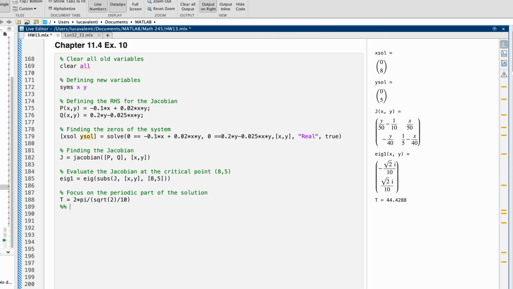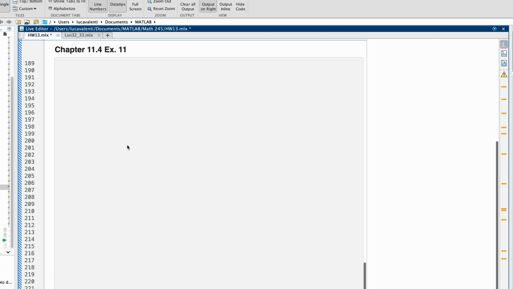And in Matlab, I'm going to write chapter 11.4 exercise. What exercise? Exercise 11. Okay. So we're going to clear all output, scroll up, and then here we're going to clear all old variables. Clear all. I'm going to define new symbols, so syms x and y.